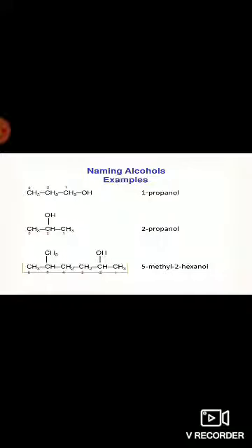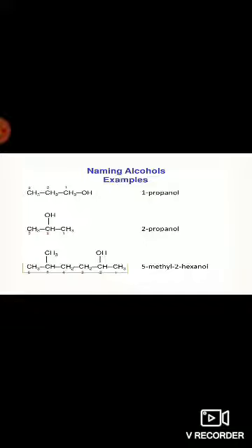Next, there are some examples for the names of aliphatic as well as aromatic alcohols. The first one is propanol, a 3 carbon hydroxy compound. This is also a 3 carbon hydroxy compound, but the position of the hydroxy group is different, so it is 2 propanol.